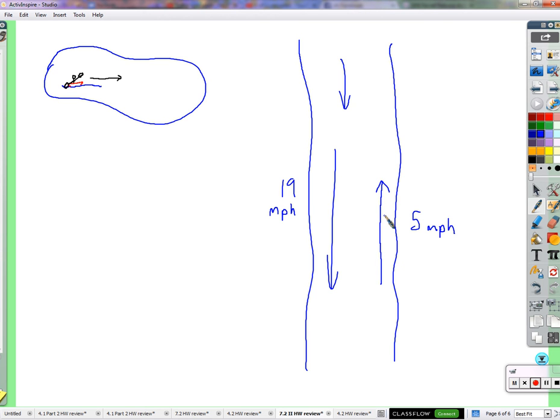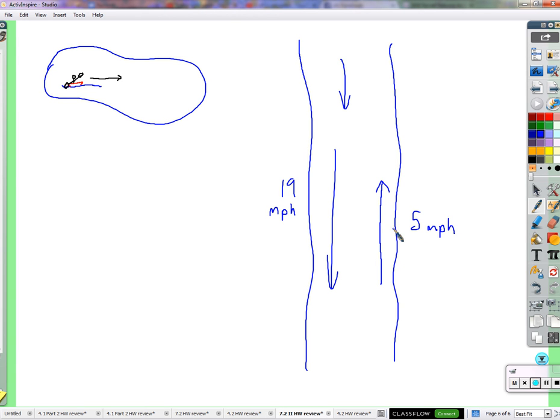Would she be going forward at all? She's able to paddle 6 miles an hour. We just figured out that the river must be going 13 miles an hour. If she's going this way 6 miles per hour and the river's pushing down this way 13 miles per hour, she's still going to be going back. In a slow manner, she'd be going backwards.